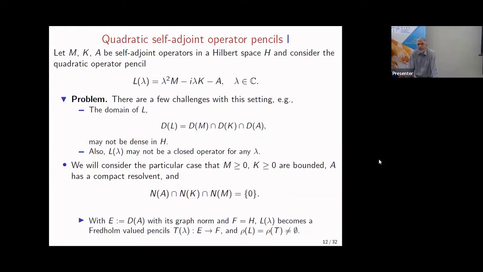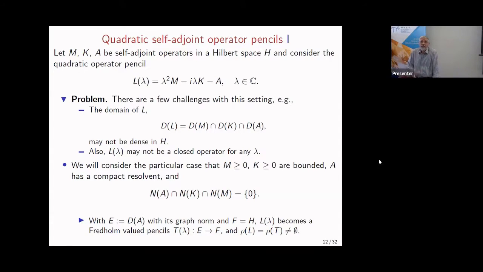Now, we will consider here a very particular case. Namely, that the operator M is greater than 0, the operator K is greater than 0, and both operators are bounded, and A has a compact resolvent. And also, the null space of A intersected with the null space of K intersected with the null space of M is 0. If that would be different from 0, then the resolvent set would be empty. So that's an uninteresting case.